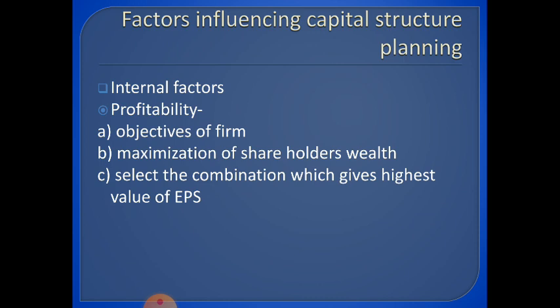Before planning the capital structure, the firm should keep in mind the objectives, that is maximization of shareholders' wealth and the selection of the combination which gives a high value of earning per share. Here there are two objectives: maximization of shareholders' wealth and maximizing the value of earning per share. That is the profitability of the firm.